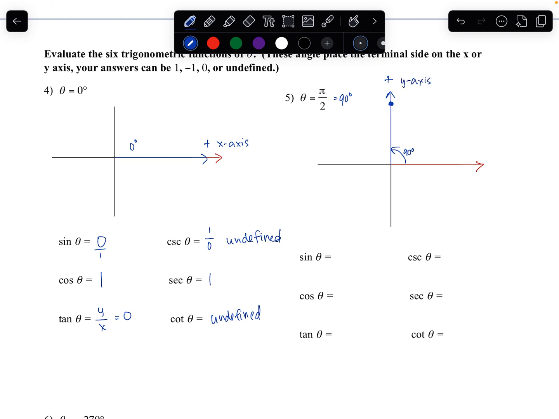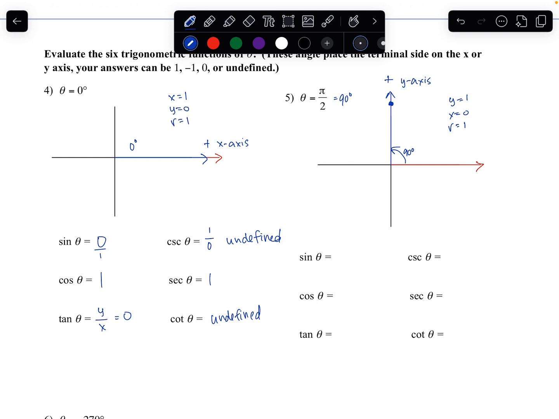So that means y is going to be equal to 1, x is going to be equal to 0, and the radius or the hypotenuse is always 1. Kind of going back right here, because we're on the positive x-axis, x is equal to 1, y is equal to 0, and the radius will always be equal to 1.